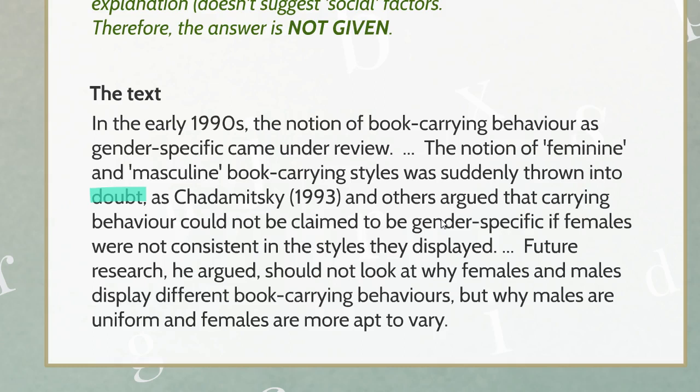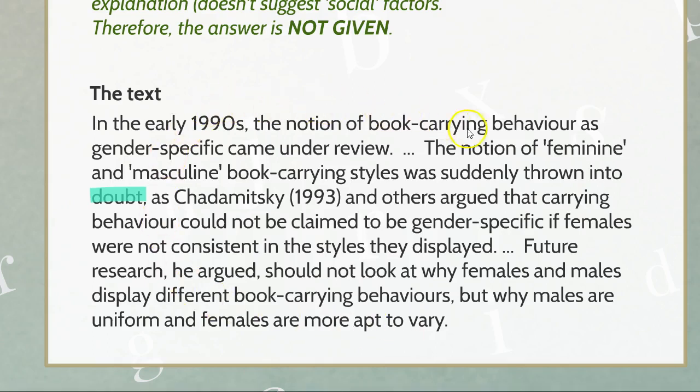In this part of the text, we can see many cases of physical differences. We've got feminine and masculine, gender specific, females and males. Males are uniform, which means males carry books the same way. Females are more apt to vary. Females have a greater variety of book carrying style.